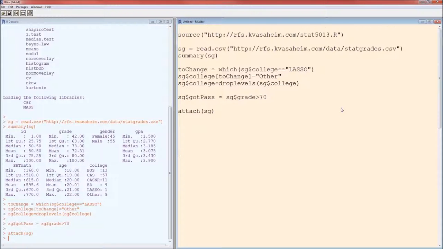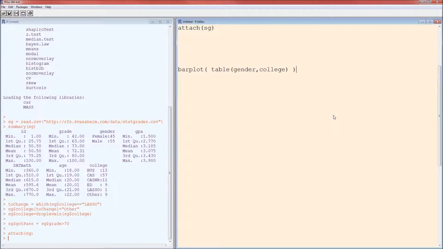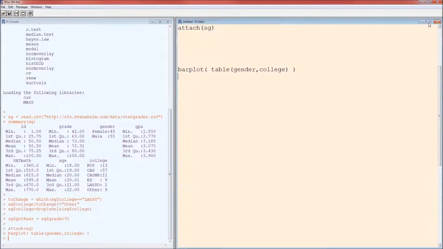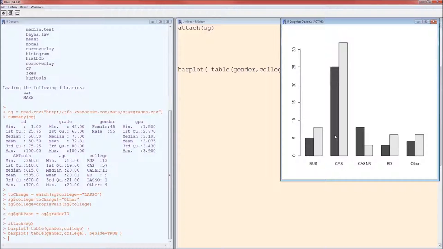First step, get to know your data. We'll do a bar plot of gender versus college. Colleges, genders, going to be female on the bottom, male on the top. Or if you don't like the stacked bar plots, we could do a side by side. That gives the same information, but this may be more readable.